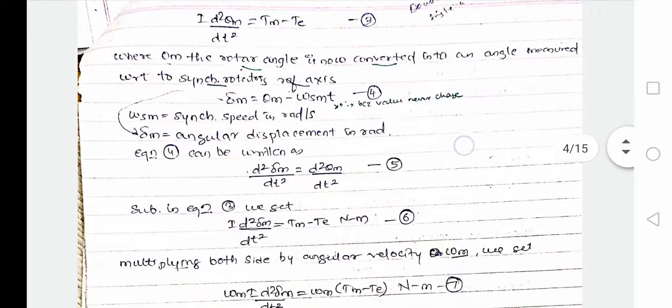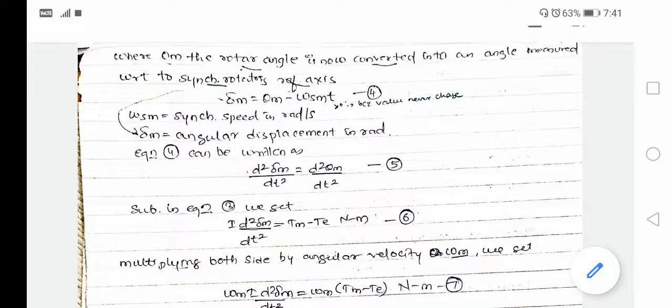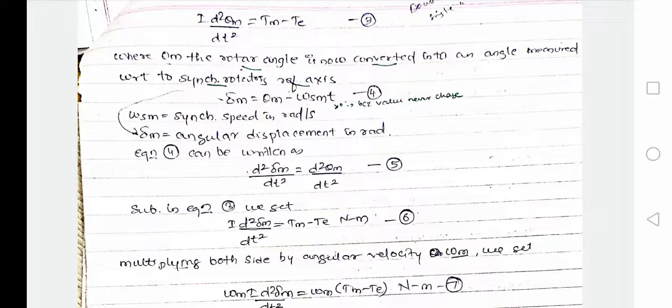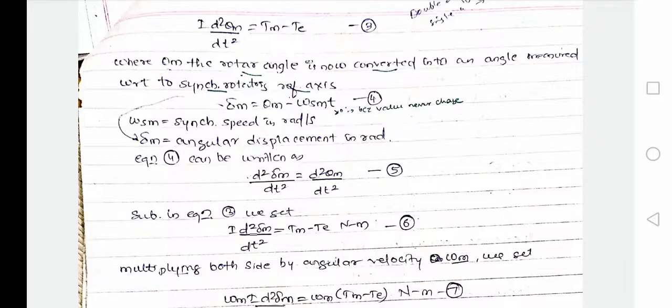Here, with respect to the synchronous rotating reference axis, we can take this theta m as delta m is equal to theta m minus omega sm of t. This is equation number 4, where omega sm is the synchronous speed in radians per second, and theta m is the angular displacement in radians. Equation number 4 can be rewritten as d square delta m divided by dt square is equal to d square theta m divided by dt square.